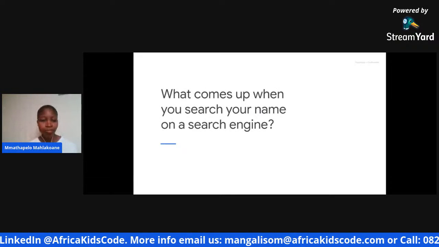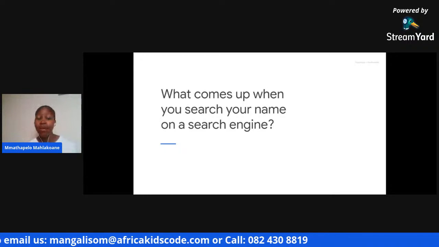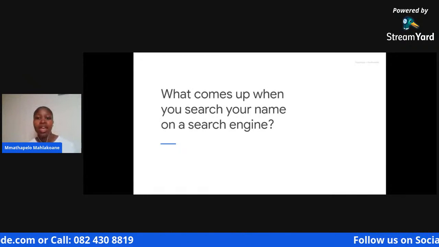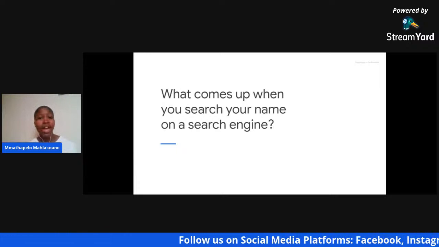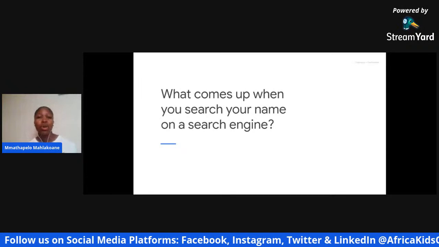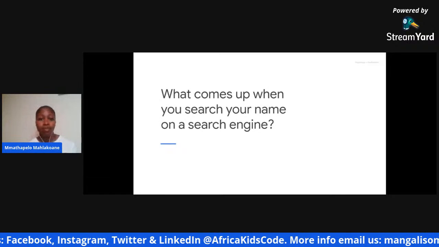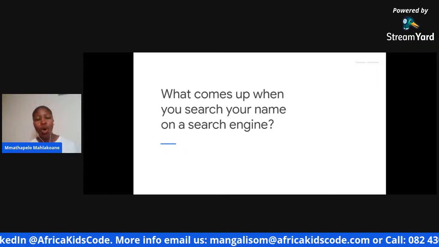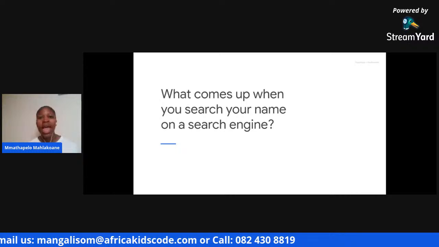So, what comes up when you search your name on a search engine? Let's do that quickly. You can try Googling your name and see what comes up on the search page. Usually, when I Google my name, it either tells me the definition of the name Matapelo, or it pops up the social media pages that I'm using, and even images also pop up.